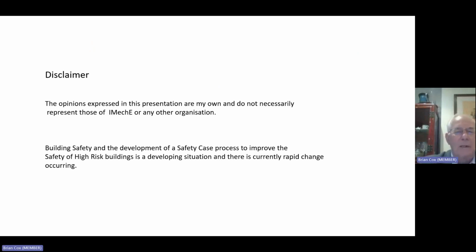So first of all, disclaimer. The opinions expressed in this presentation are my own and do not necessarily represent those of IMechE or any other organisation. Building safety and the development of a safety case process to improve the safety of high-risk buildings is a developing situation, and rapid change is currently occurring.